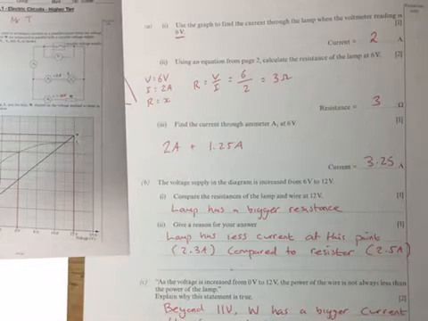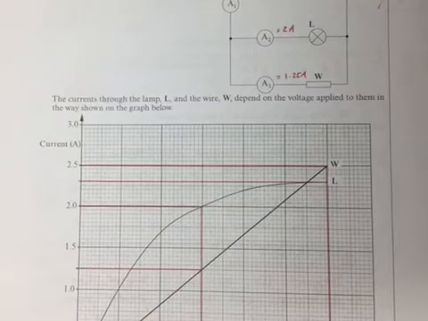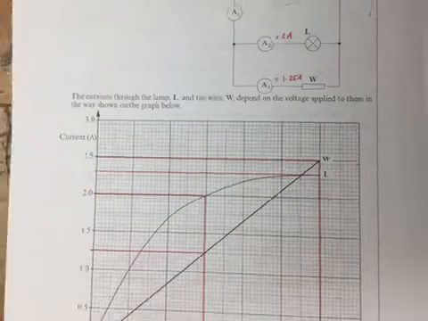Give a reason for your answer. Well, the lamp has less current at this point, 2.3 amps, compared to the wire, which has got 2.5 amps. And I've sort of shown that there on the graph as well. So I'm showing all my work in.